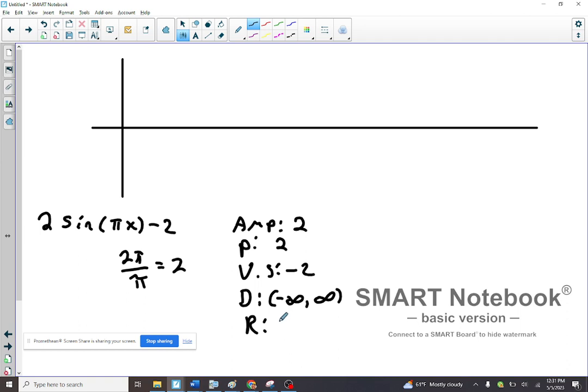And then the range is going to be, the lowest point is negative 2, and I'm going down, so that's negative 4. How is your lowest point negative 2? I'm sorry, the middle is negative 2 because of the vertical shift, and I'm going down 2 from the amplitude, and I'm going to go up 2, so that's 0.